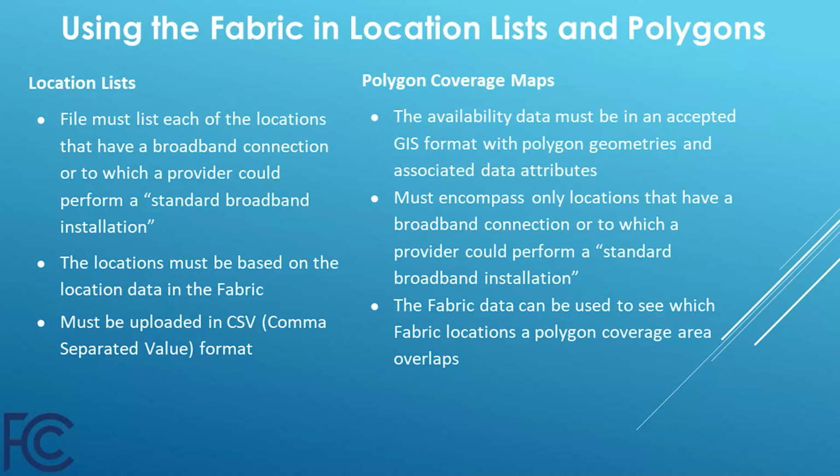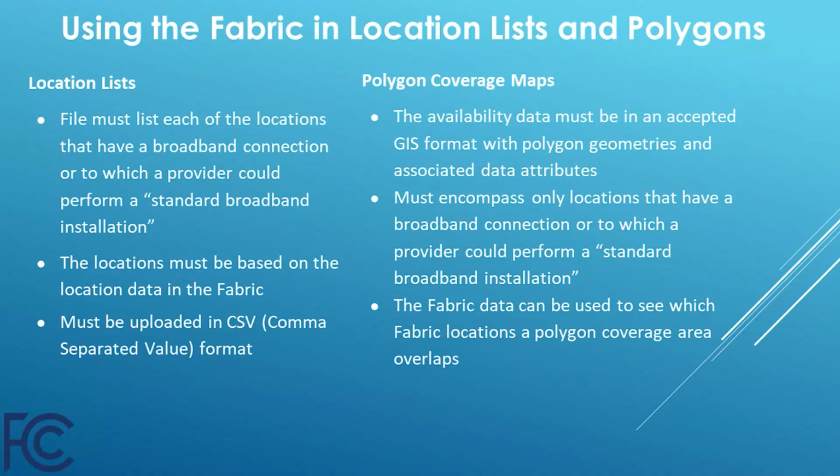If you choose to submit availability data as a list of locations, then your file must contain data on all of the locations to which you currently provide fixed broadband service or can provide fixed broadband service with a standard broadband installation, as identified in the FCC rules. The locations reported must be based on the fabric locations, and the file must list locations by the fabric location ID, the unique FCC location identifier. Your file must be in CSV format and conform to Section 6.1 of the BDC Availability Data Specification.